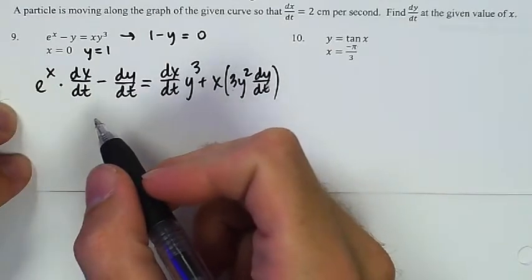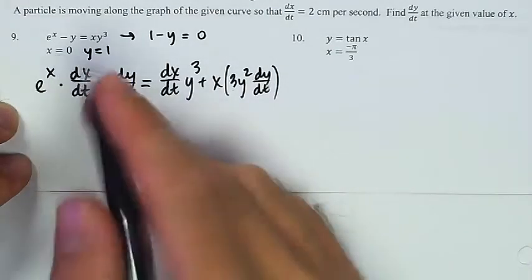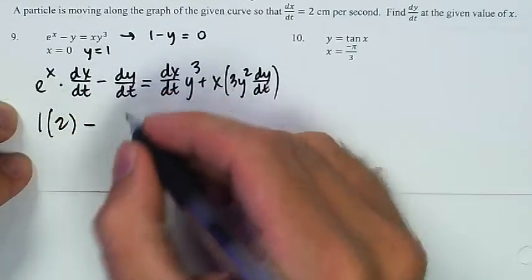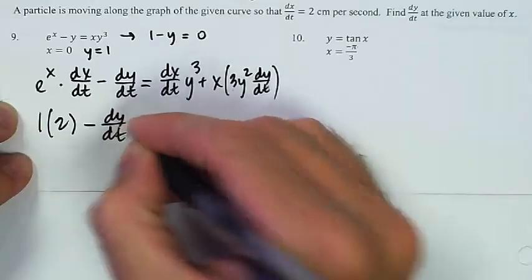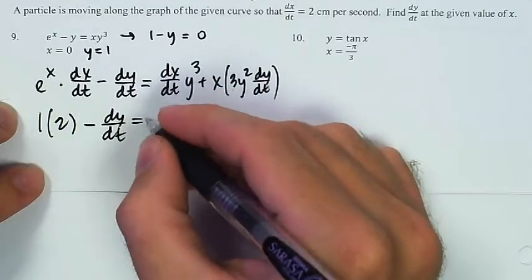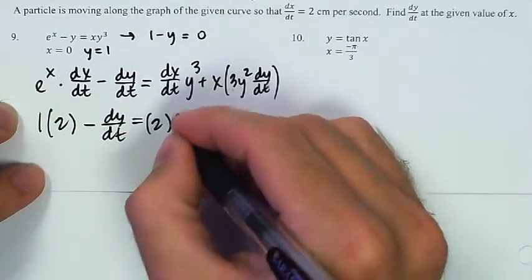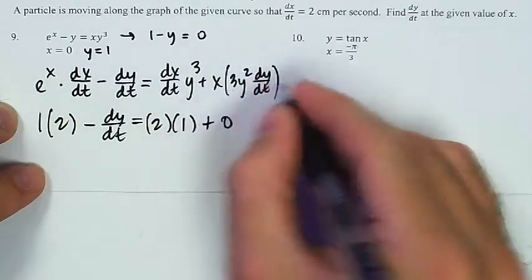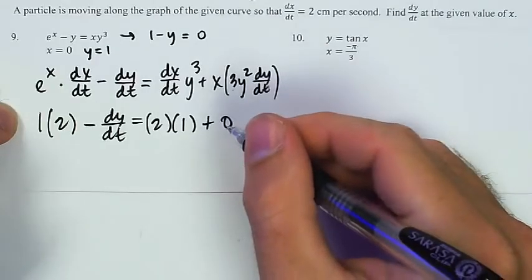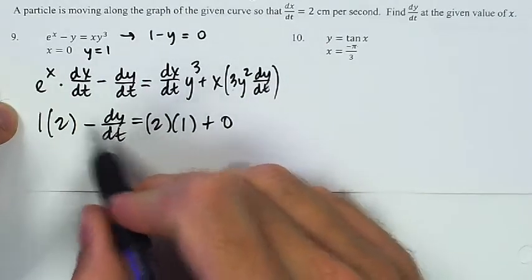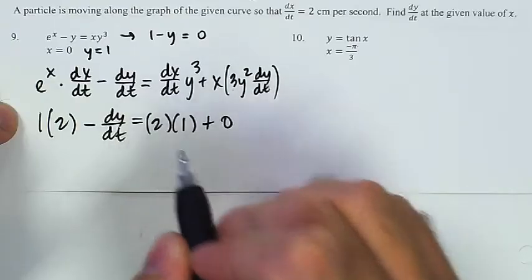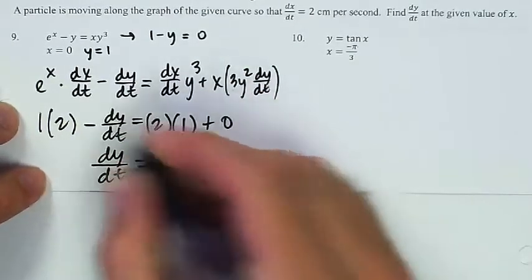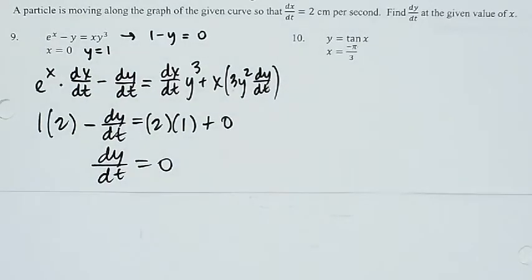All right, hold on. What am I doing here? Okay, so e to the 0 is 1. dx dt is 2. Minus dy dt is what I'm hoping to eventually solve for. Equals dx dt is 2. y to the 3 is 1. Plus x. So that's plus a 0 times some stuff that I don't really care about because I already have the 0 there. So I'm going to have 2 minus dy dt equals 2. So I'm going to say dy dt has to equal 0, right? If 2 minus dy dt equals 2. Okay.